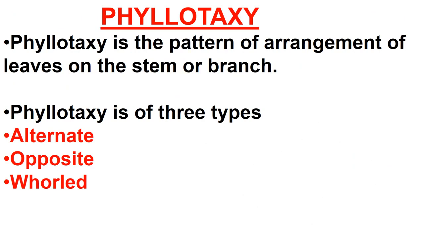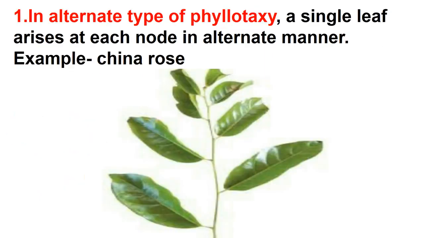Now our next topic is phyllotaxy. Phyllotaxy is the pattern of arrangement of leaves on the stem or branch. How the leaves are arranged on the stem or branch, that is called phyllotaxy. It is of three types: alternate, opposite and whorled phyllotaxy. Three types of phyllotaxy means three types of arrangements can be there of the leaves on the stem or branch. Let's see what is the difference in these three types of phyllotaxy.